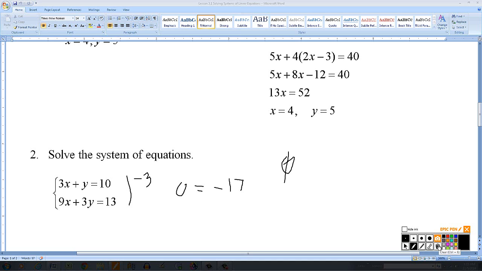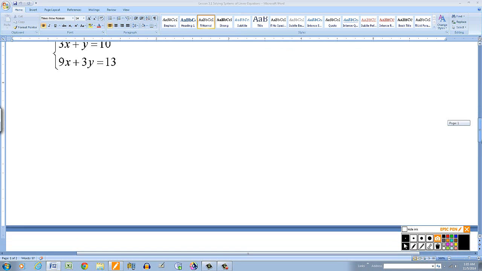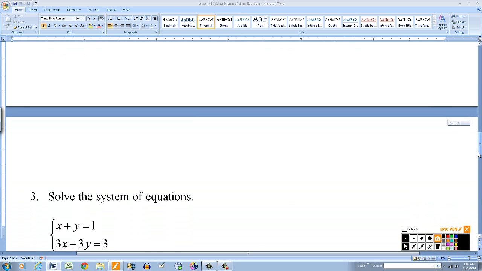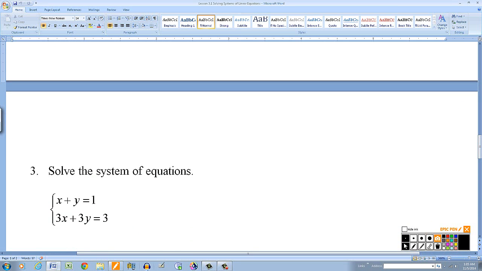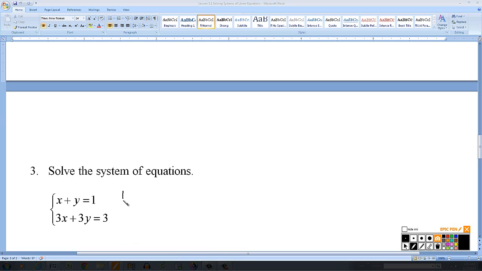Let's clear this. Okay, the next one. Solve the system. So again, I'm going to eliminate the x, say by multiplying the first equation by minus 3. So notice this will be a negative 3x, a negative 3y, and a negative 3. So if I add the corresponding sides, I'll simply get 0 is equal to 0. Okay, that's a true statement.